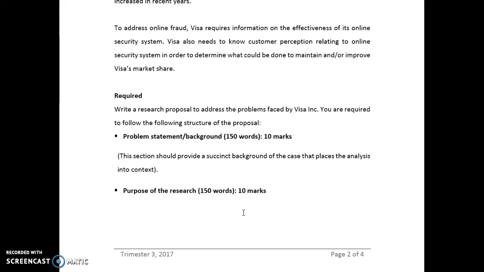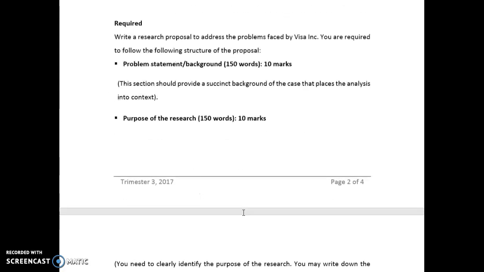And the problem statement should conclude with a very clear decision statement. I understand that you haven't forgotten what a decision statement is. The decision statement is a key research question that you will try to answer by doing this research. So the problem statement provides a good background of the case and finishes with a good decision statement.